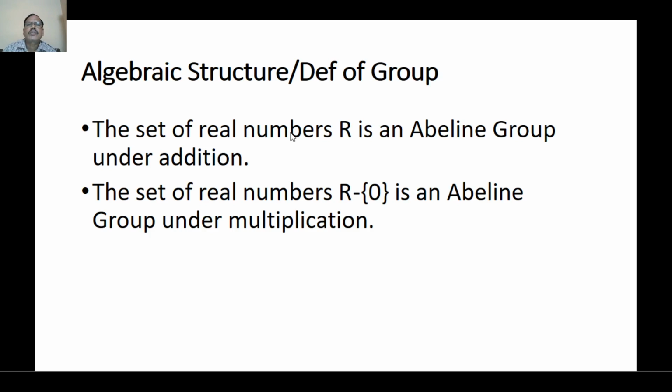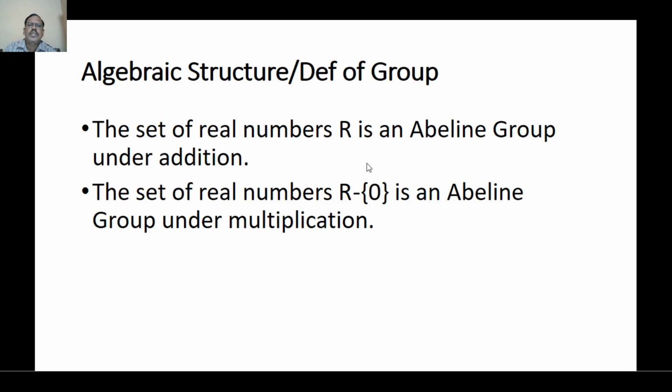So each and every element has its own inverse. Therefore, R is an abelian group under addition. The set of all non-zero real numbers, R minus 0, is an abelian group under multiplication.